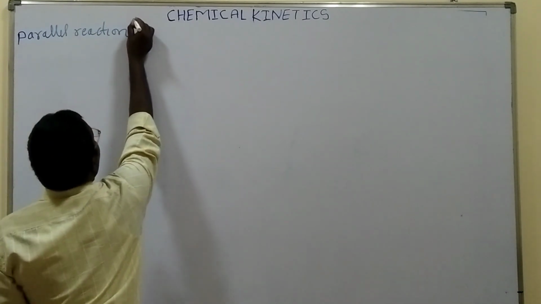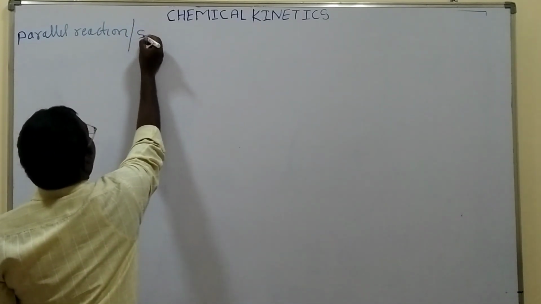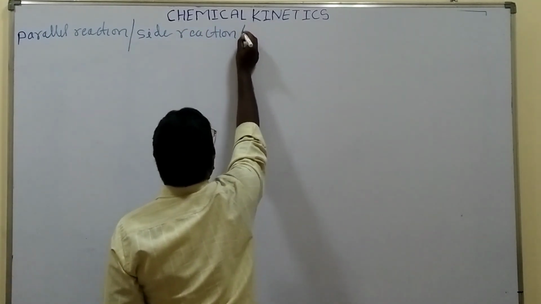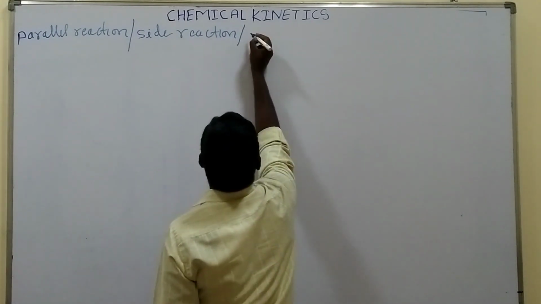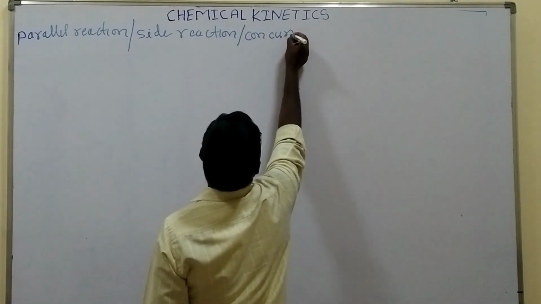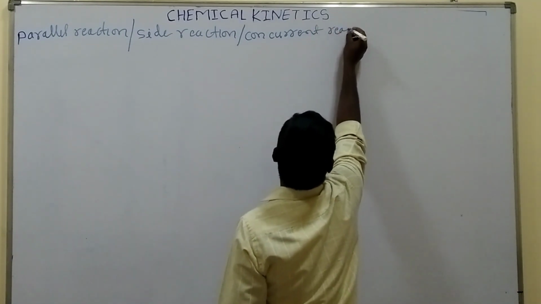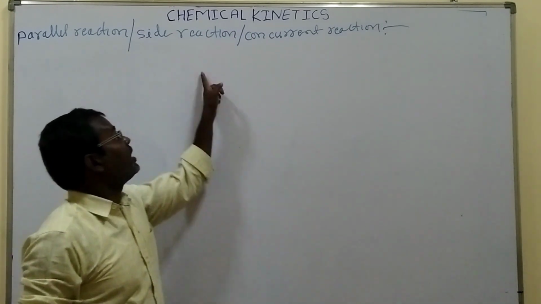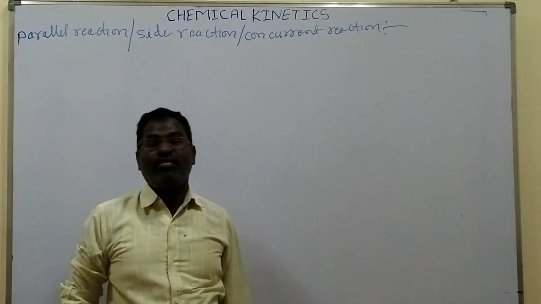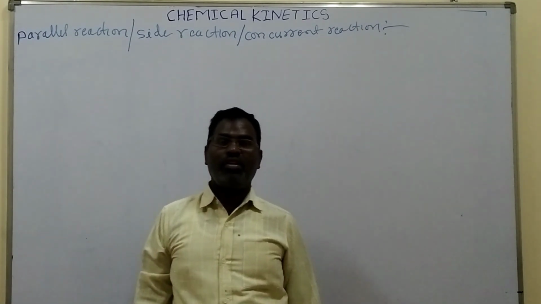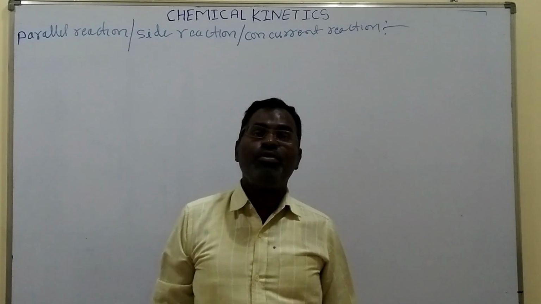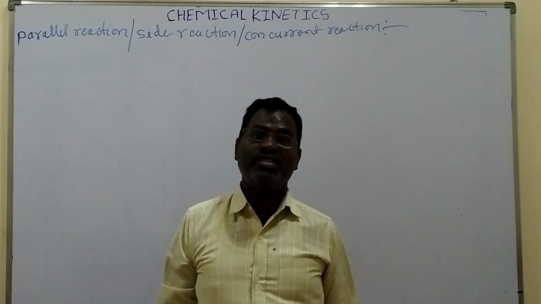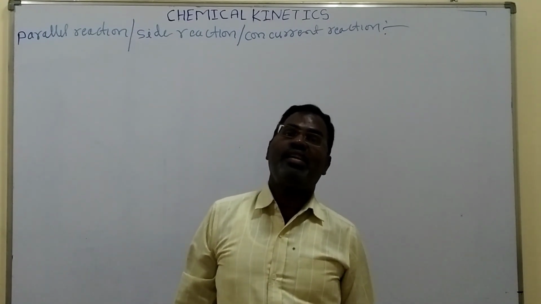Parallel reaction is also called a side reaction, or a concurrent reaction. In complex reactions, if two simple reactions take place simultaneously and do not oppose each other, then they are called parallel reactions.